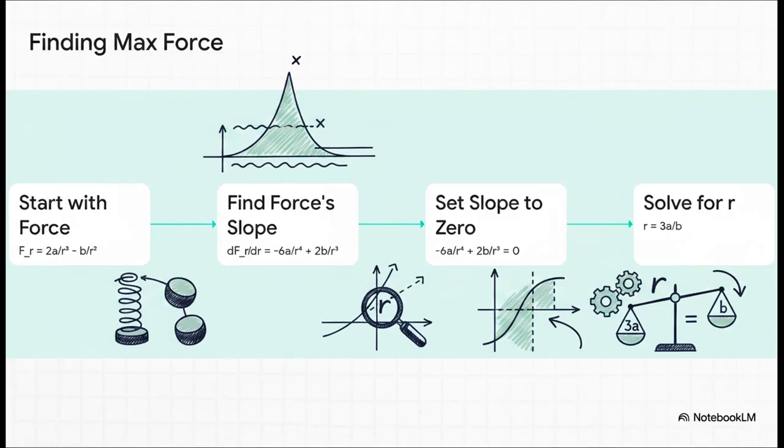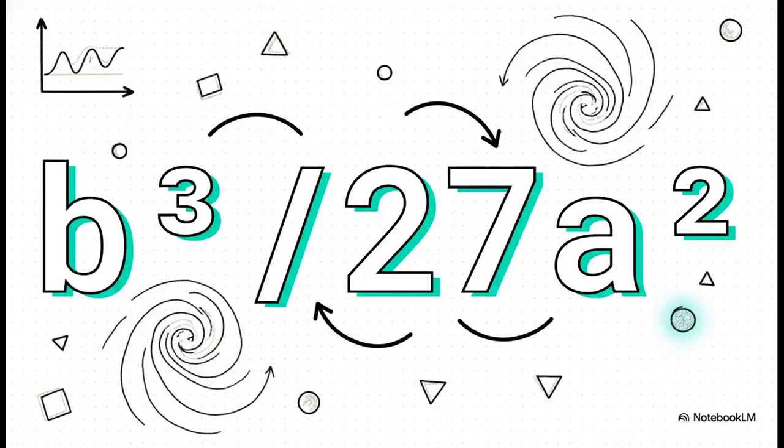And how do you find the maximum of any function? You take its derivative and set it to 0. So, we're going to use the exact same strategy as before, but this time we're applying it to the force function. We take our expression for f, we find its derivative with respect to r, and then we set that new expression to 0. Solving that equation for r gives us the location of the maximum force, which turns out to be r equals 3a over b.